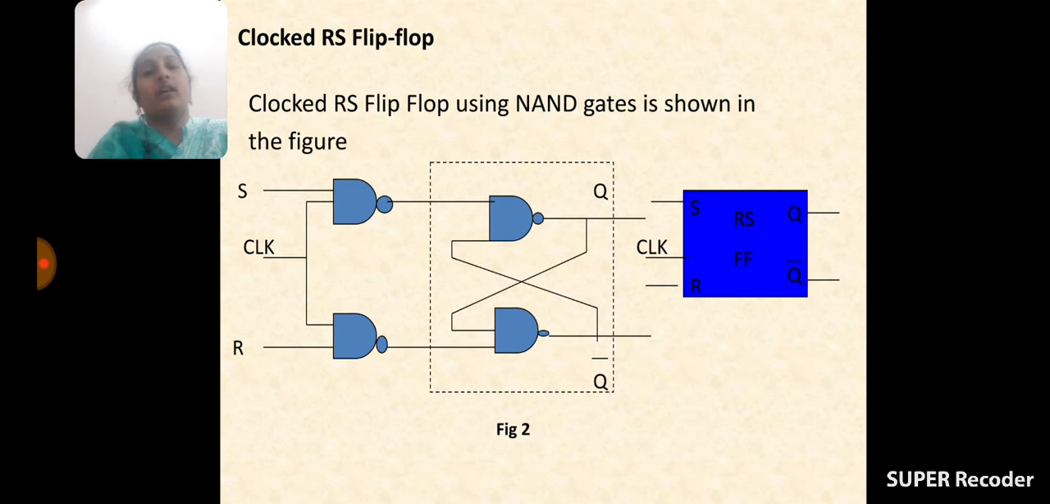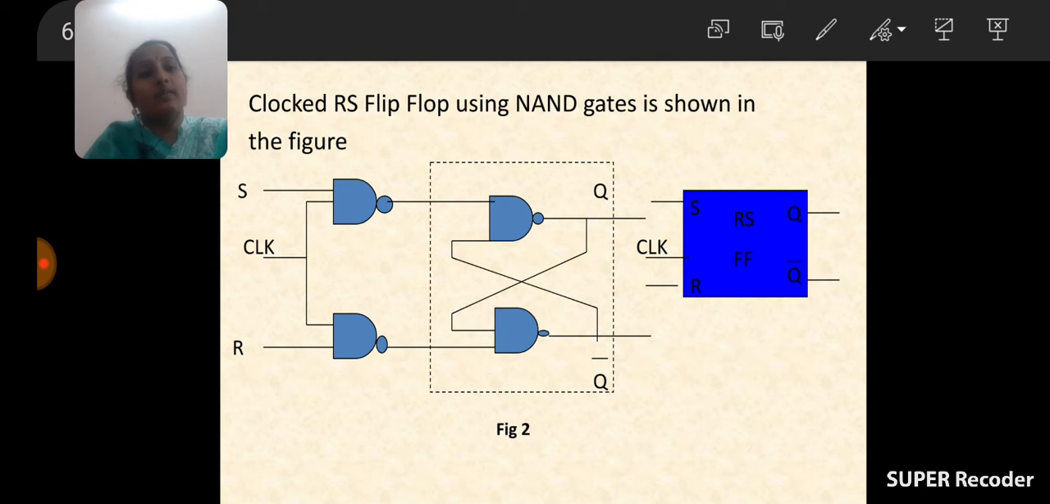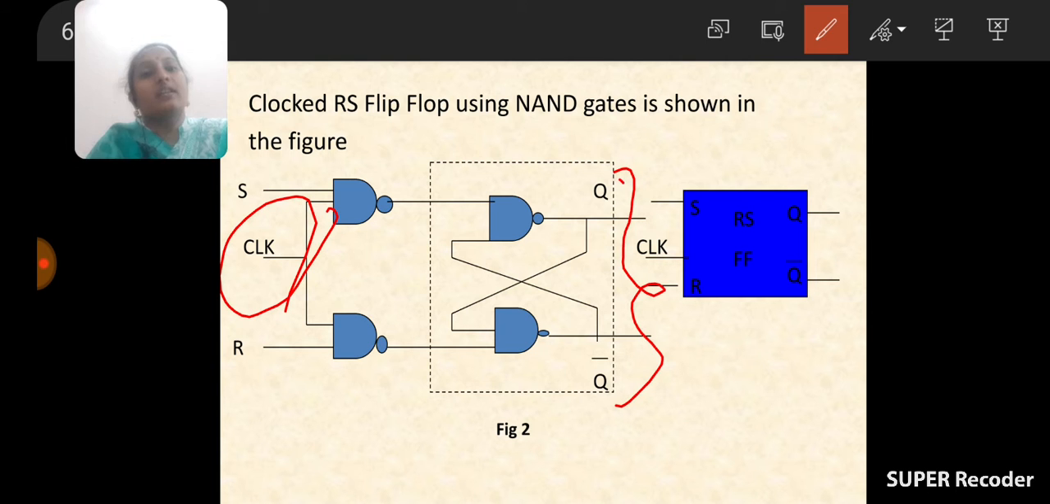Clocked means after the application of the clock pulse only the output is produced, or the state of the device will be changed from one to the other. So actually when S is equal to 1, Q is equal to 1 and Q bar is equal to 0, and S is equal to 0, Q is equal to 0 and Q bar is equal to 1.